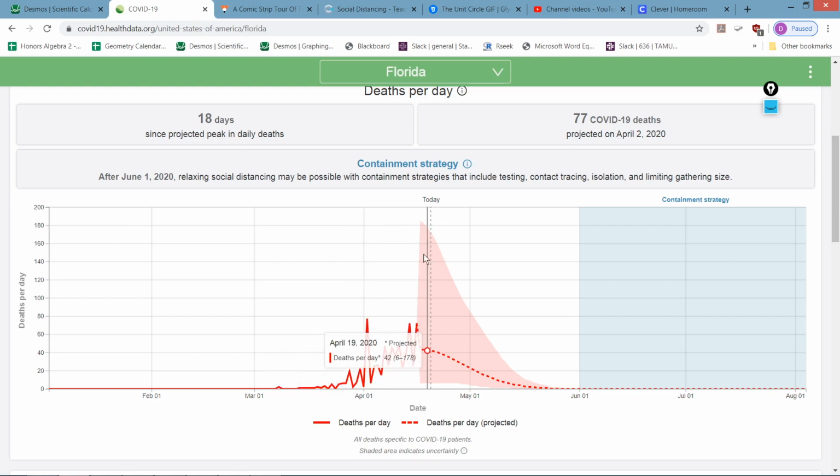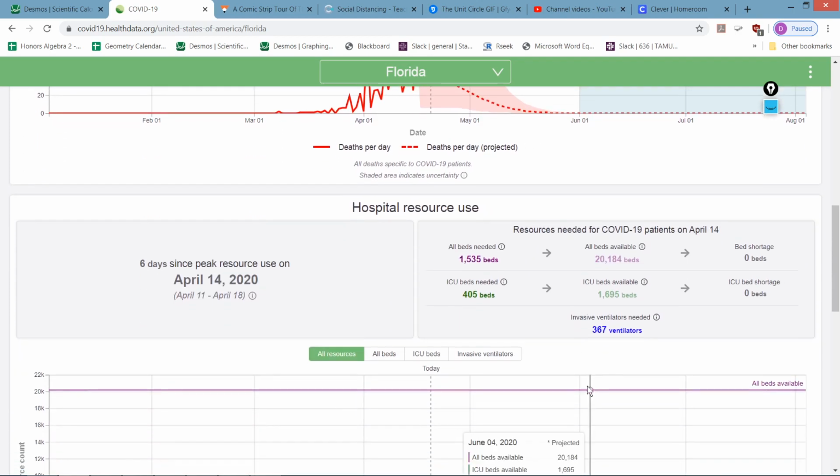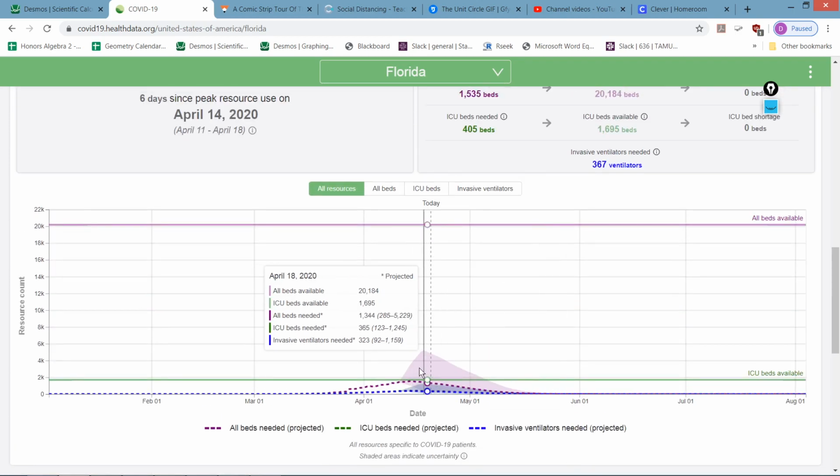So tomorrow, we'll get values that will almost certainly fall somewhere within this region. And based on that, you can view trends, and we have what they think the projection of deaths will be over time into June. And this is hospital resources, which isn't as interesting to you guys.